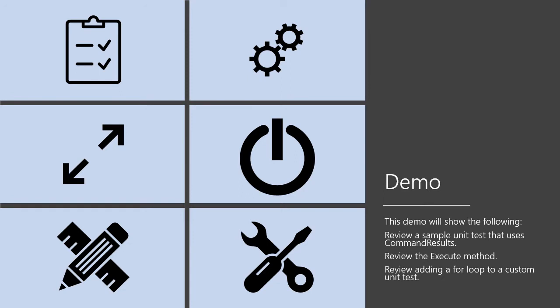For this demo, we're going to show the following. We're going to review a sample test that uses the command results. We're going to review the execute method where the browser command result object is actually created, and we'll review adding that code from the sample unit test to a custom unit test.